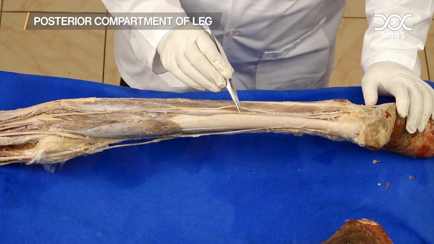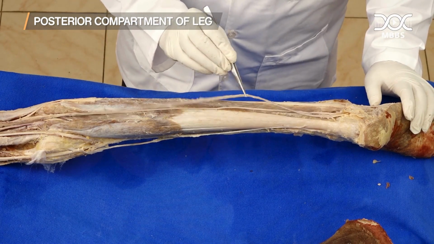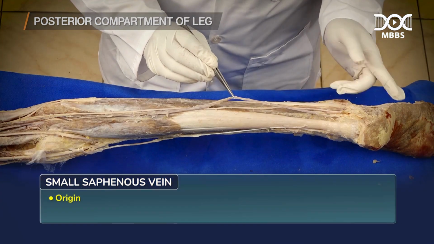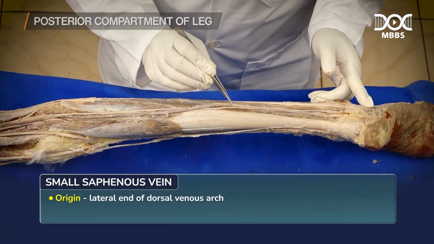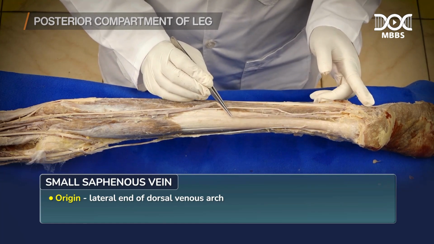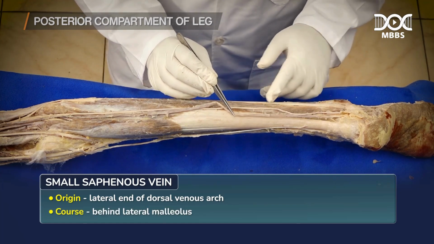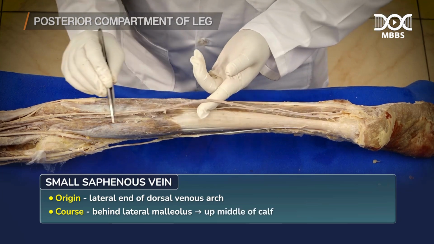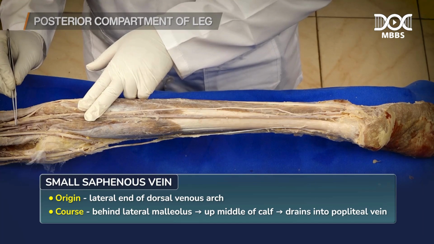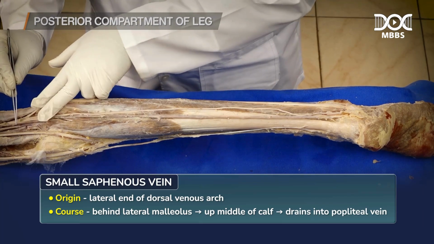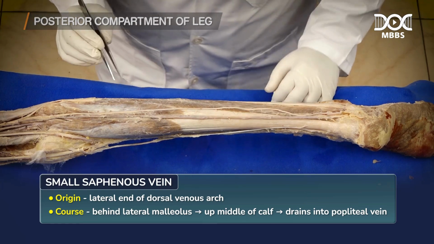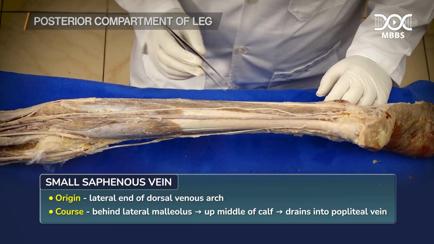Of course, among the cutaneous structures, the first structure is the small saphenous vein. The small saphenous vein begins from the lateral end of the dorsal venous arch, ascends laterally along the lateral border of the dorsum, runs behind the lateral malleolus, and ascends upwards on the middle of the back of the leg before it terminates into the popliteal vein. But in this cadaver, this is progressing much more beyond the popliteal vein. This is regarding the small saphenous vein.